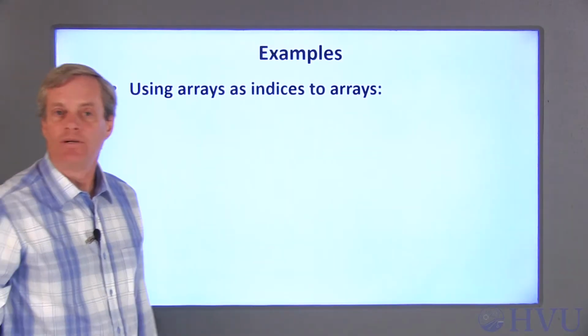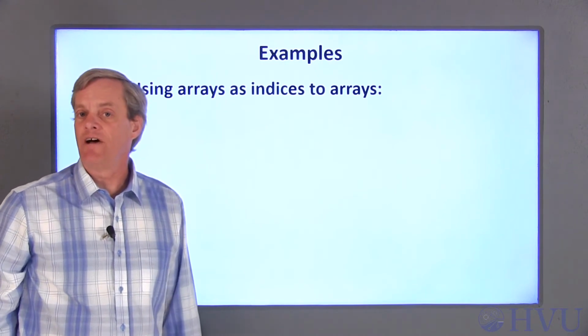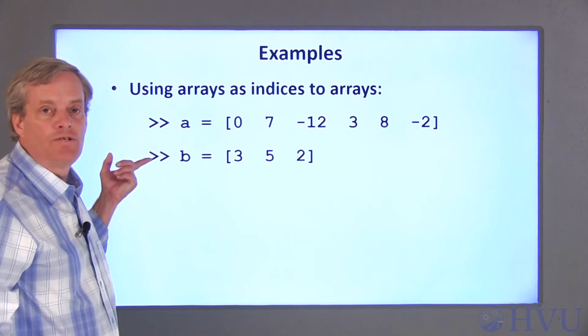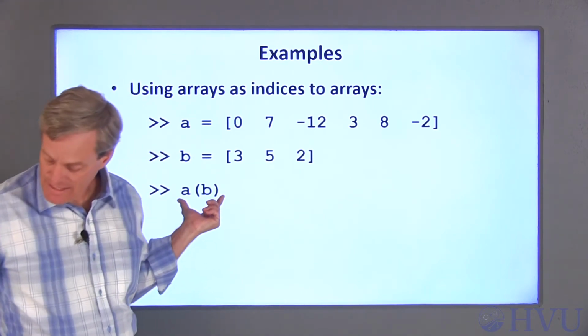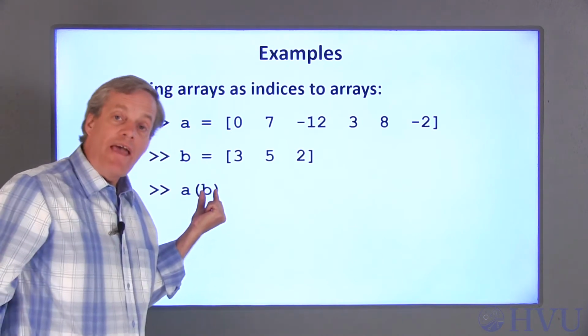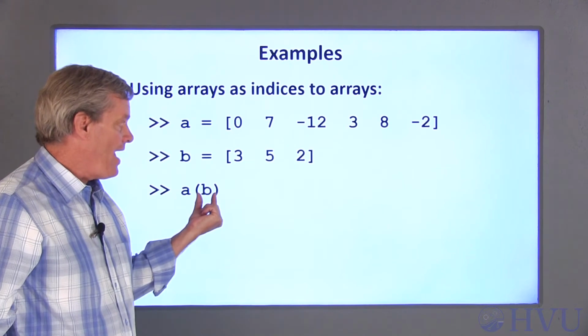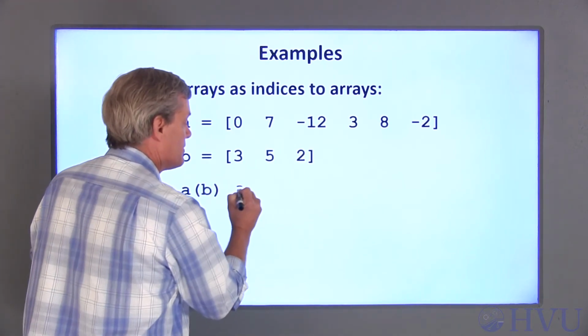As another example of accessing elements of arrays, I'll talk about using arrays to define indices for other arrays. Suppose we have these two variables defined in our workspace. If I execute this command, the array B is put in as the indices of array A. These values are used as indices.